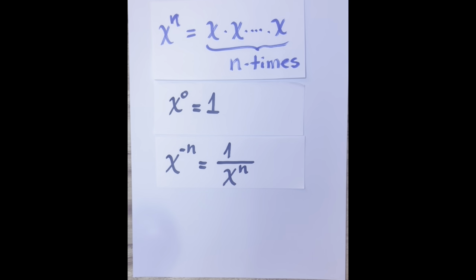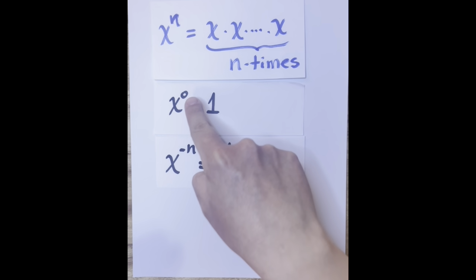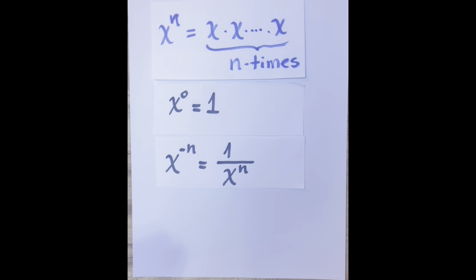So, big summary. X to the n, when n is a positive integer, is x multiplied by itself n times. X to the 0 equals 1. And x to the negative n will be 1 over x to the n.